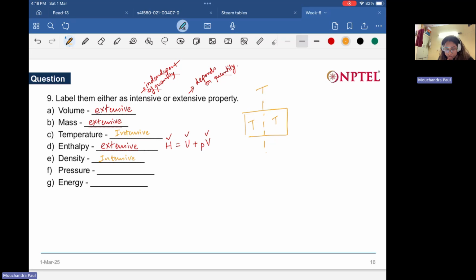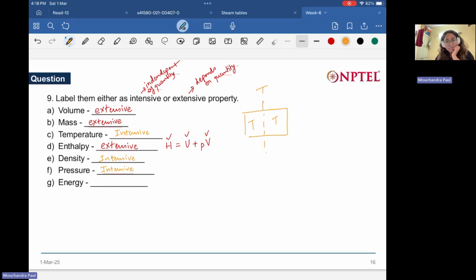Then pressure. What about pressure? Is it an extensive or an intensive property? It is an extensive property. Sorry, it is an intensive property. All right. Pressure, how it is an intensive property.